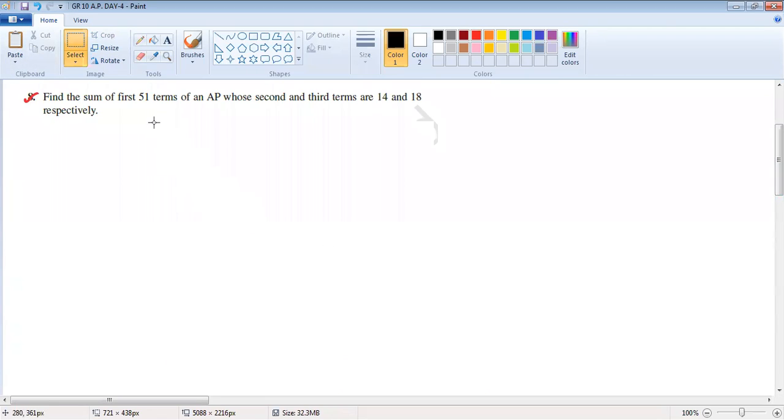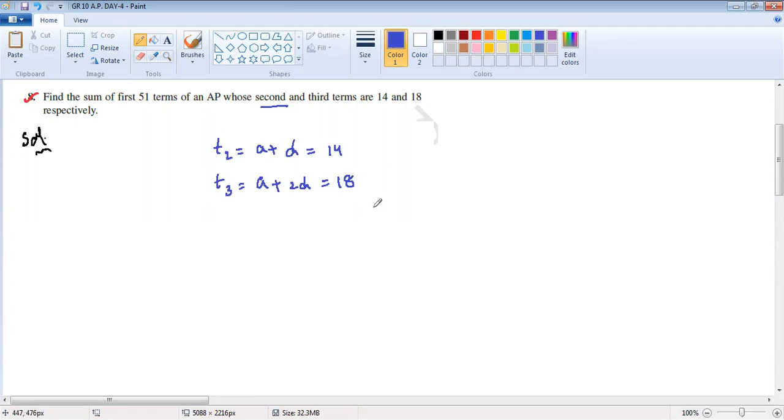To find the sum of 51 terms, we need to know the value of A and the value of D. We don't have them, so using the given information, I'm going to find the A and D values. According to the formula, T2 stands for A plus D, so A plus D is equal to 14. And T3 is equal to A plus 2D, so A plus 2D is equal to 18.